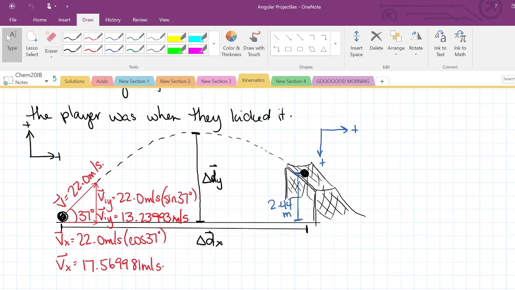The trick here, compared to the other problem, is that you'll notice that the ball doesn't come back down all the way to the pitch, which means that the ball gets hung up at some point during its downward trajectory, right? So I can't assume that time up is equal to time down here, because at some point that ball gets interrupted and it gets stopped before ground level.